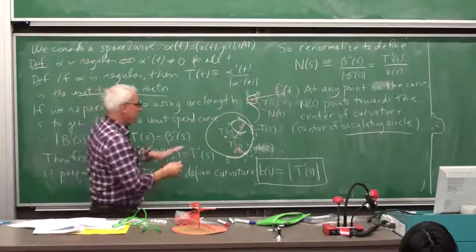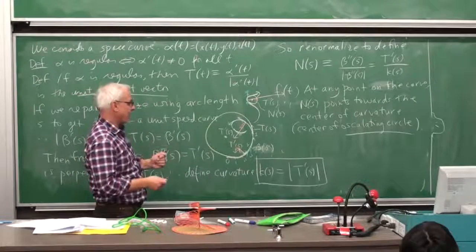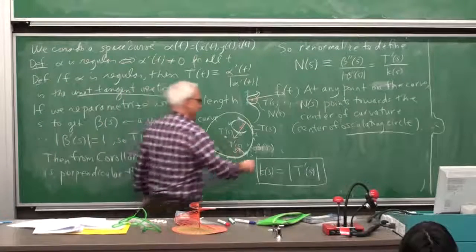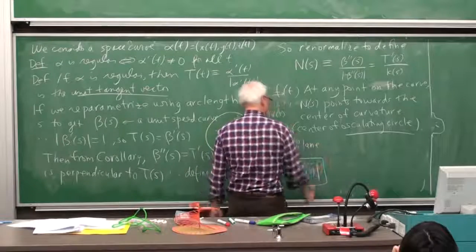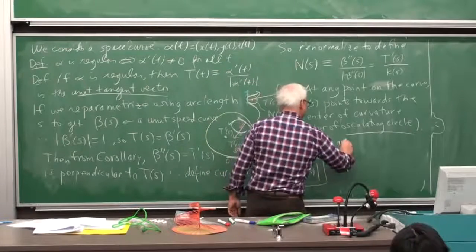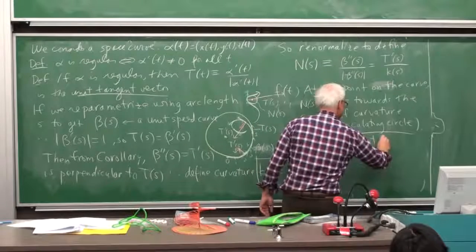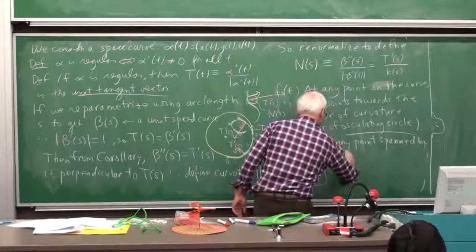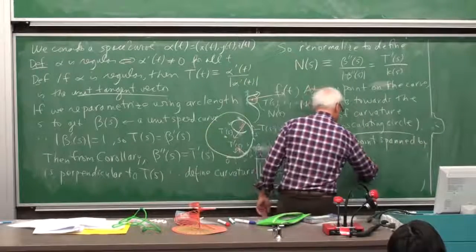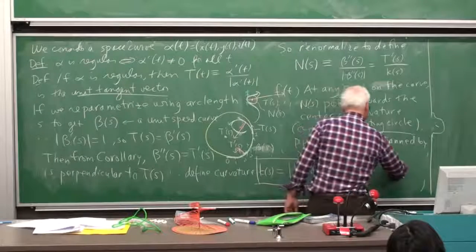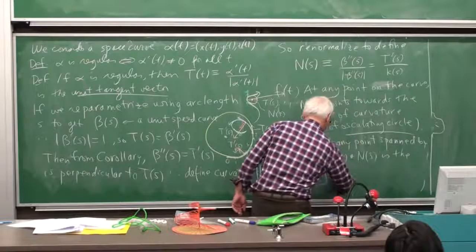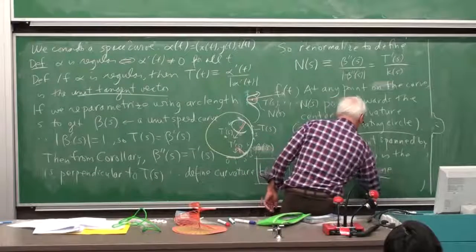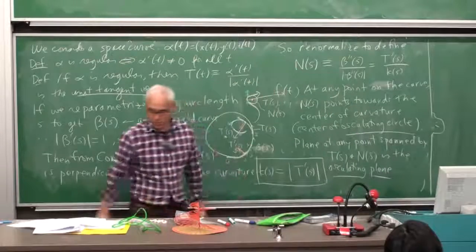For this reason, the plane spanned by T of s and n of s is called the osculating plane. The plane at any point spanned by the unit tangent vector and the unit normal vector is the osculating plane of the curve at that point.